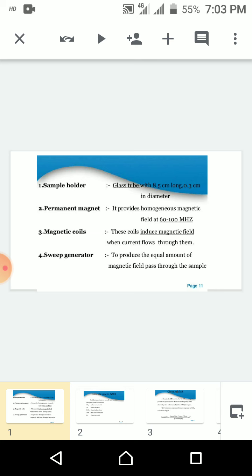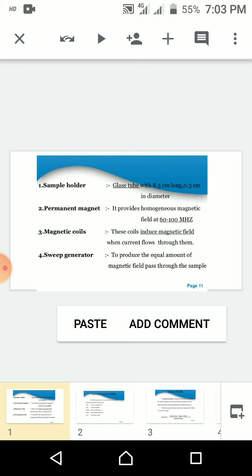The sample holder is a glass tube having dimensions of 8.5 centimeter long and 0.3 centimeter in diameter. The next one is a permanent magnet. It provides us a homogeneous magnetic field at 60 to 100 megahertz. And the next one is the magnetic coil. This coil induces a magnetic field when current flows through it.